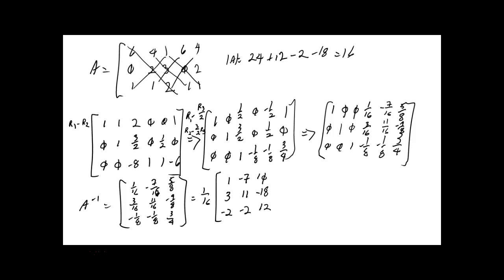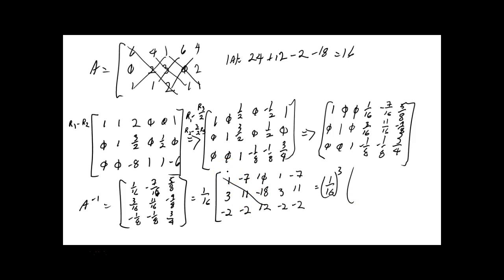Now, I want to expand this one too. I'm not looking forward to it, but we'll do it. 1, negative 7, 3, 11, and negative 2, negative 2. Okay, let's do the first one down. Since we're doing a determinant now, remember that 1/16 is raised to the third power. 1 over 16 cubed.